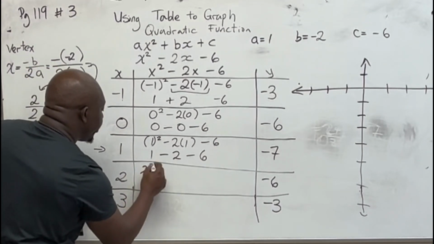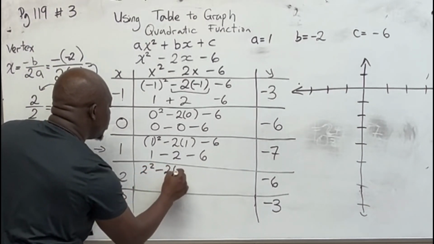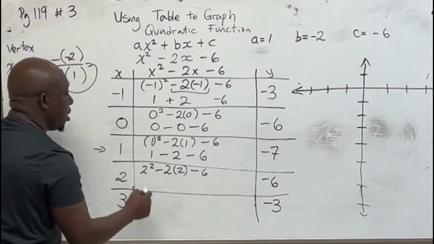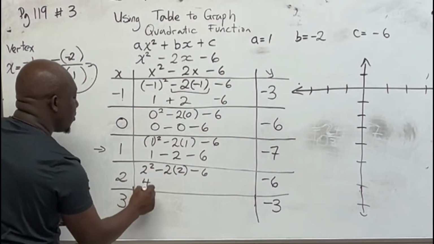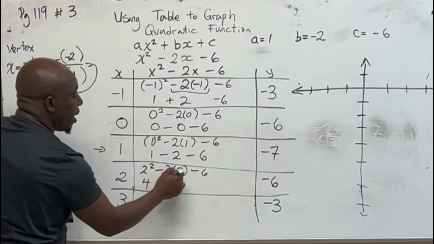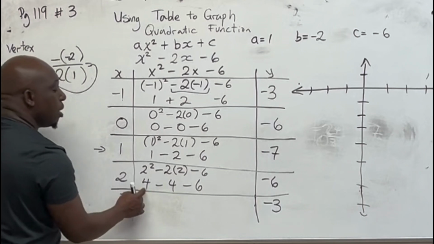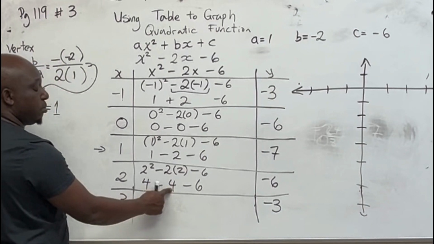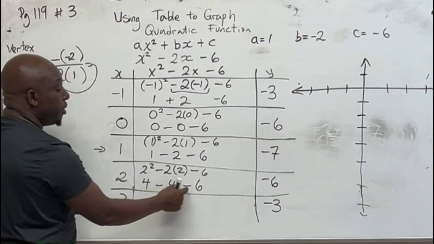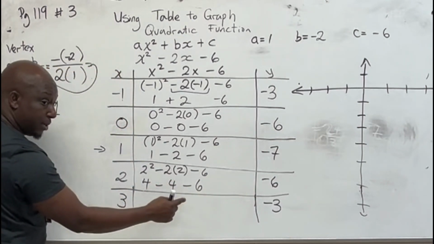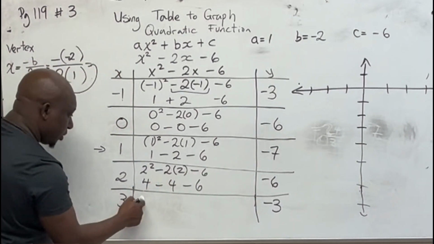2 squared minus 2 times 2 minus 6. Remember the template. What is 2 squared? 4. 2 times 2 is 4, minus 4, minus 6. What is 4 minus 4? 0. 0 minus 6. Did you see that?